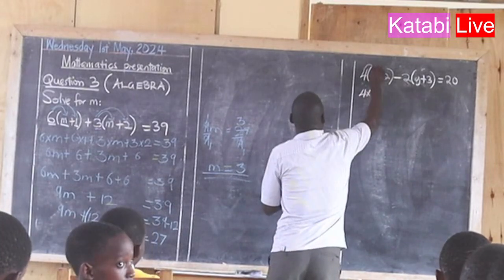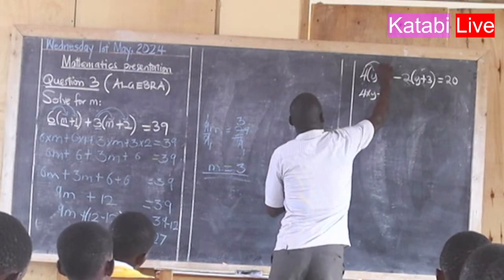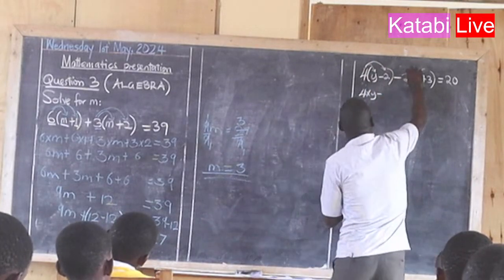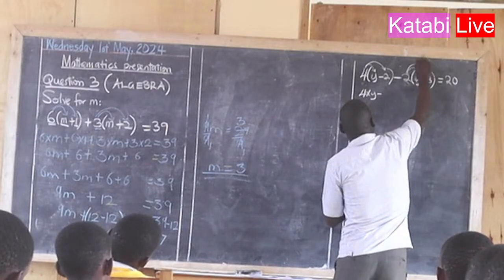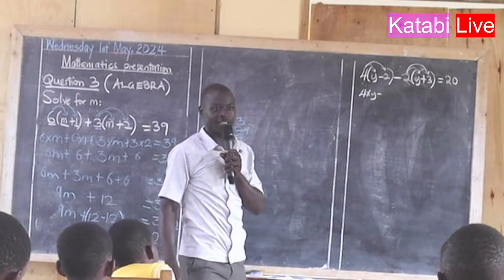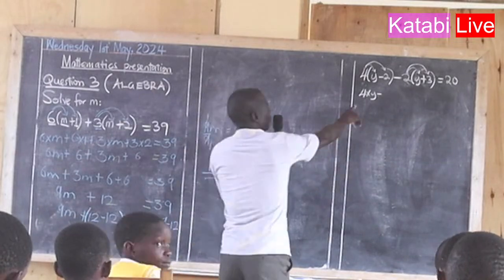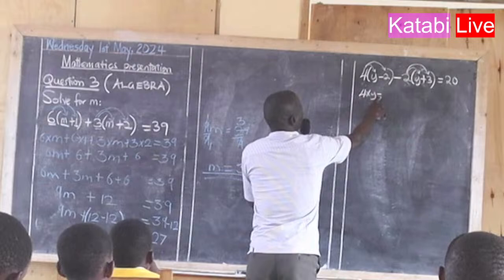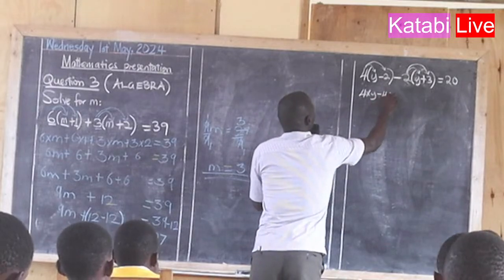4 times y minus 4 times 2. Let's write down. 4 times y. Have we done this? You see, we are going to forget, and once we forget this one, then we are likely to forget some numbers to multiply. Are we right? Yes. Speak now. 4 times y minus 4 times 2. Is he correct? Yes. Continue.